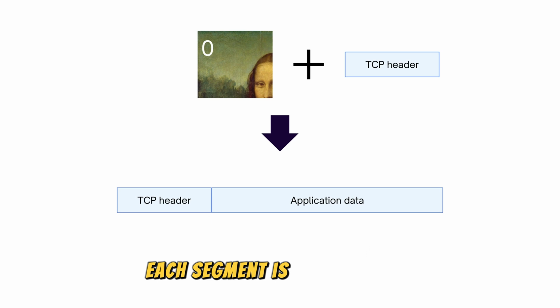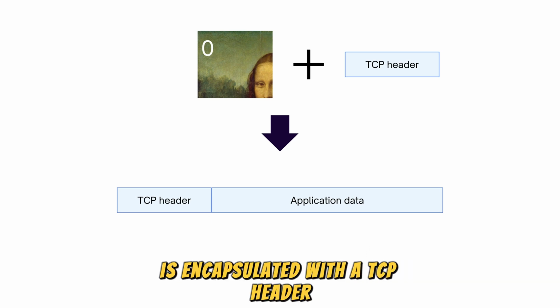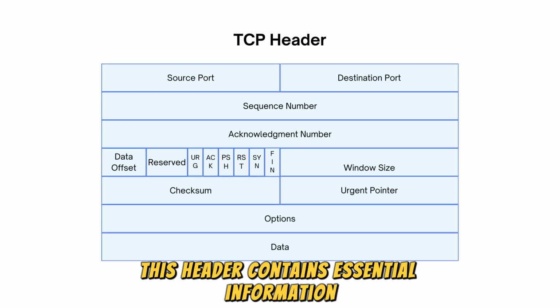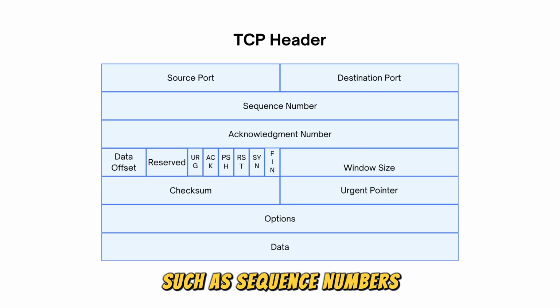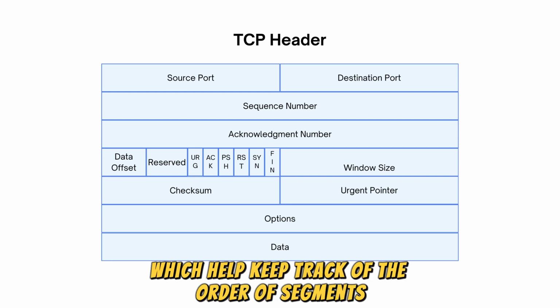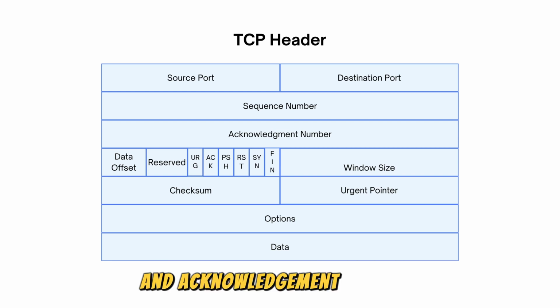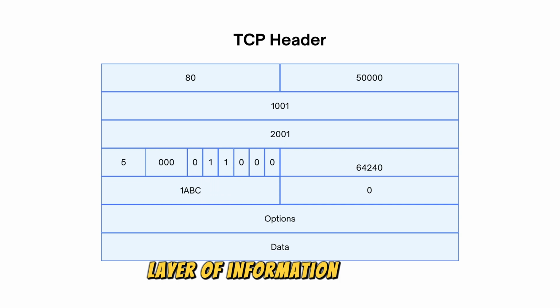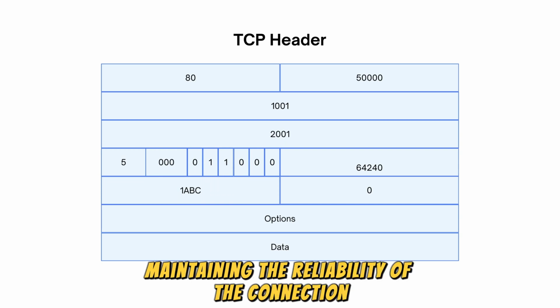Each segment generated by TCP is encapsulated with a TCP header. This header contains essential information such as sequence numbers, which help keep track of the order of segments, and acknowledgement numbers, which confirm the receipt of data. This added layer of information is vital for maintaining the reliability of the connection.